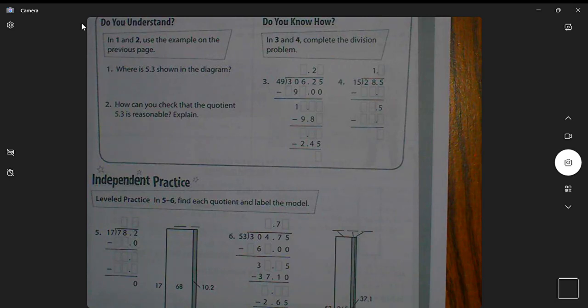Today we're going to work with dividing decimals by two-digit numbers. Yesterday we focused on dividing with one-digit numbers. Today we're focusing on two. Let's look at number 4.